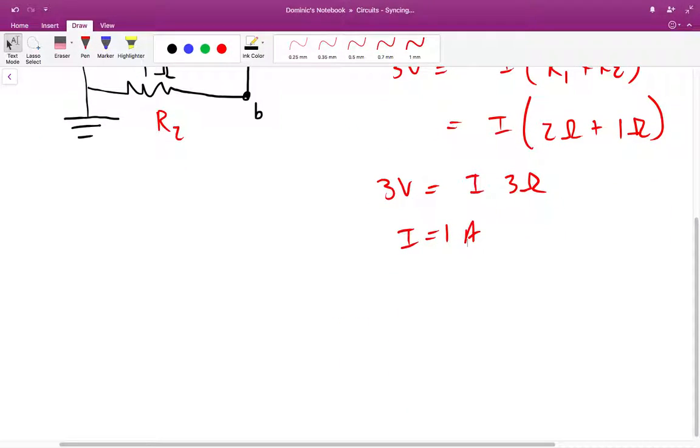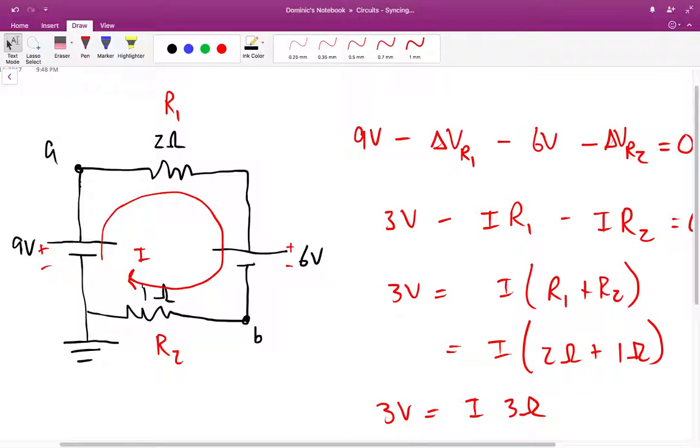Okay, so now we know the current, and what we can do is figure out the voltage of each resistor, which we are going to need, remember, we're finding what is the voltage at A and what is the voltage at B, and we need those values. So delta V of resistor 2, this is equal to current times resistance. So this would be 1 amp times 1 ohm. That's going to give us 1 volt. And delta V of resistor 1, this is equal to resistance, which is 2 ohms, times the current 1 amp. So we get 2 volts here.